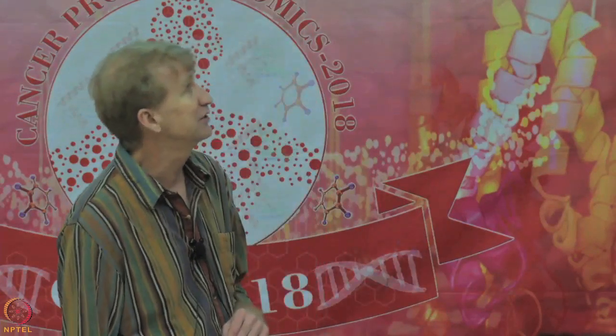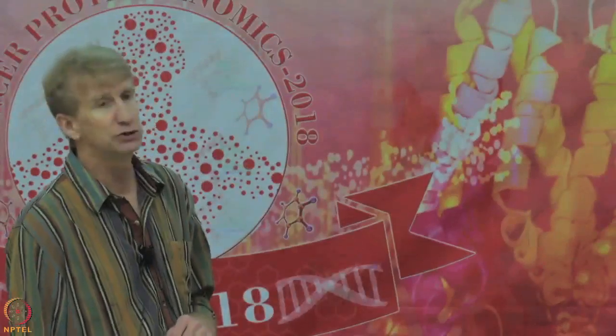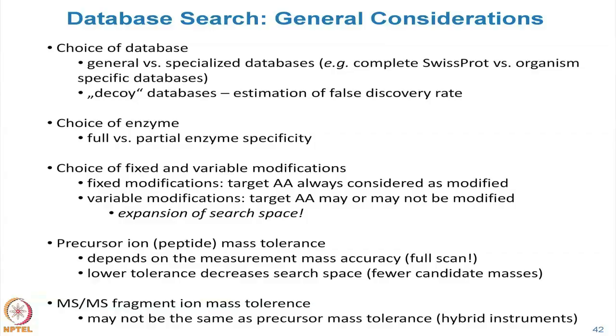So that's what you have to do if you're designing an algorithm. You consider all those things. If you're going to use one, you have to consider these kinds of things. You have to choose a database. Most of the time today there's also an opportunity to choose to somehow do a decoy database that is used to calculate false discovery rate.